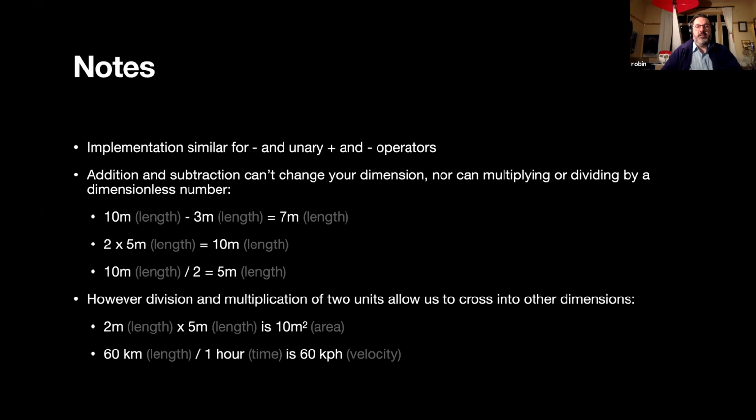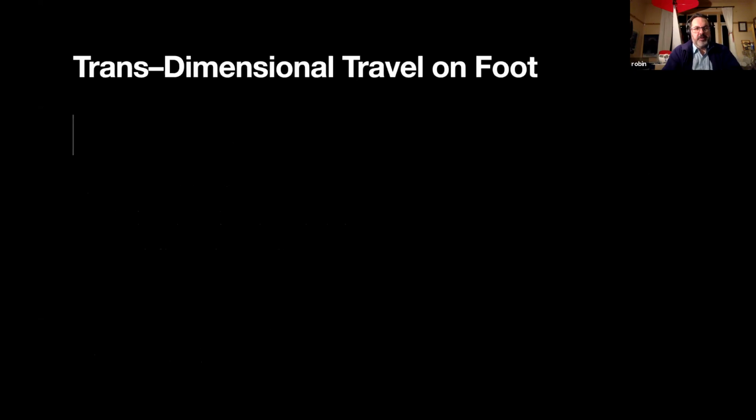However, if you start doing division and multiplication with units, then that allows you to cross into other dimensions, which sounds pretty cool. You can tell people what your talk was about tonight. So 2 meters times 5 meters is 10 square meters, okay? That's a unit of area. 60 kilometers divided by 1 hour, length divided by time, is 60 kilometers per hour. It's a velocity, okay? So we're changing dimensions when we start using multiplication and division.